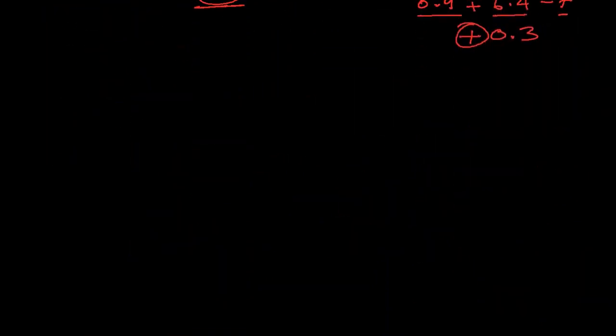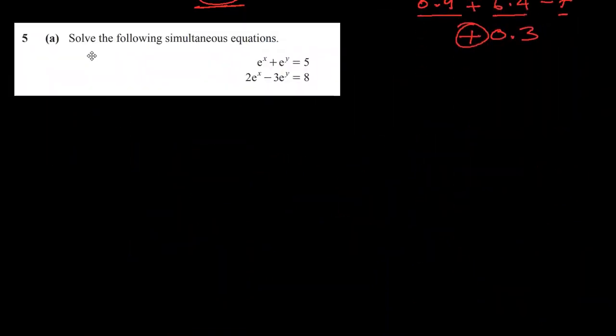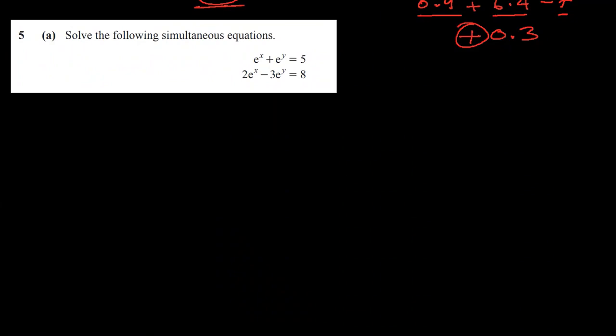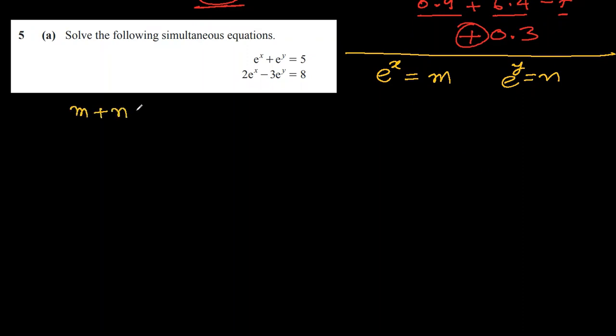Next question. Solve the simultaneous equation, this one. e to power x, e to power y, they are creating trouble here. So the best thing is, let's assume e to power x equal to m, e to power y equal to n. When we get their values, we'll go back to x and y. So it gives us two simultaneous equations, m plus n equal to 5, 2m minus 3n equal to 8.